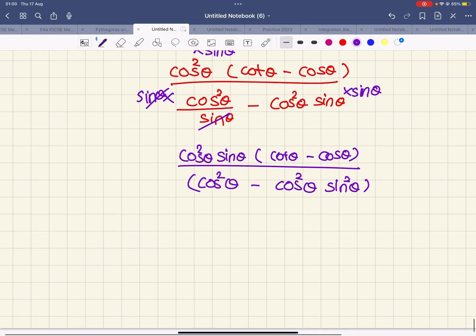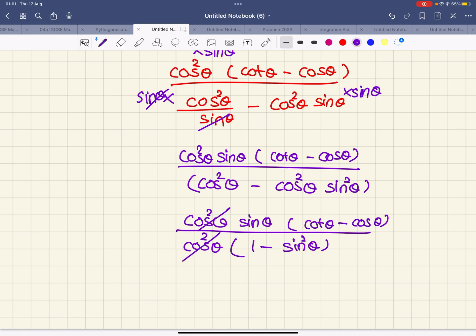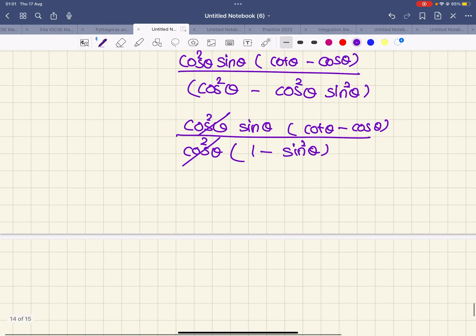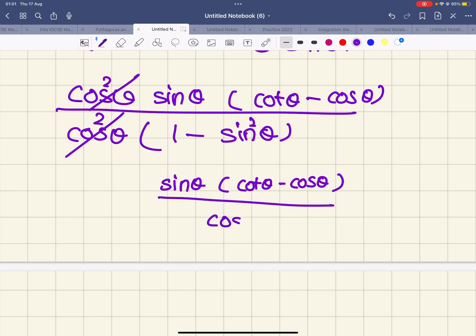And then I'm going to take cos squared theta common in the denominator, and that becomes 1 minus sine squared in the denominator, with cos squared here, sine theta here, and then cot theta minus cos theta there. That cos squared cancels, and we already know that that's sine theta times cot theta minus cos theta over, 1 minus sine squared is cos squared theta.